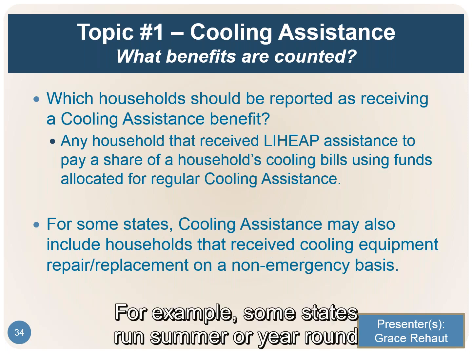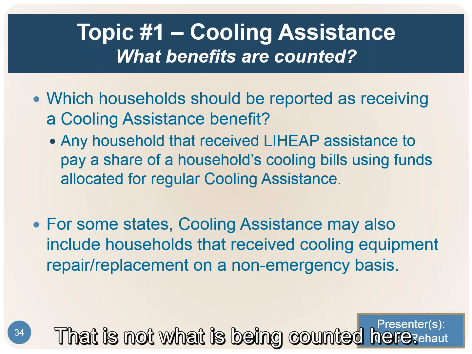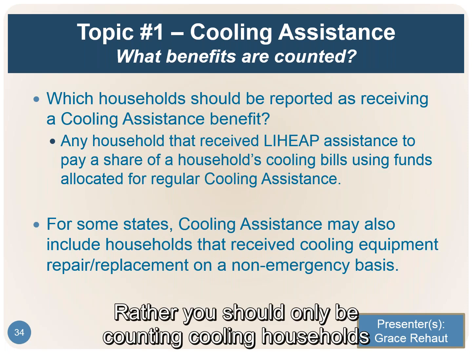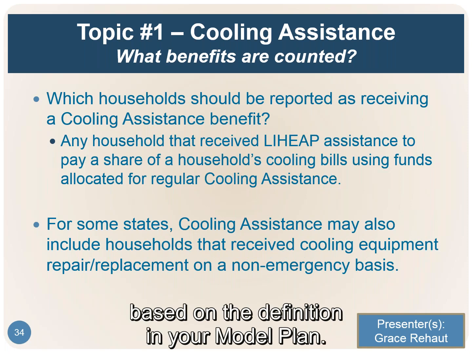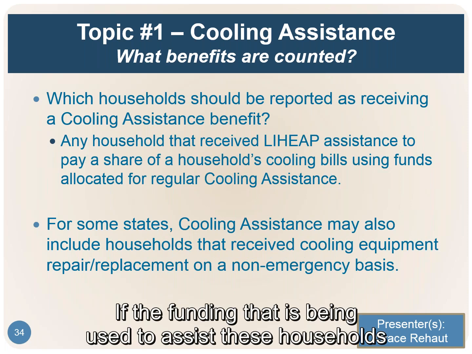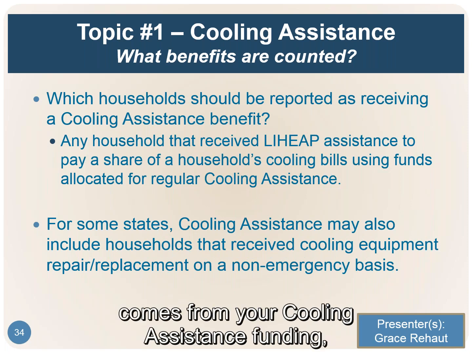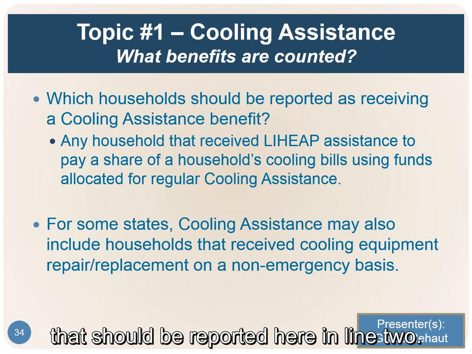So for example, some states run summer or year-round crisis programs to address household cooling needs. That is not what is being counted here. Rather, you should only be counting cooling households that are receiving benefits categorized as cooling based on the definition in your model plan. So it really is about funding. If the funding that is being used to assist these households comes from your cooling assistance funding, then those are cooling assistance households that should be reported here in line 2.